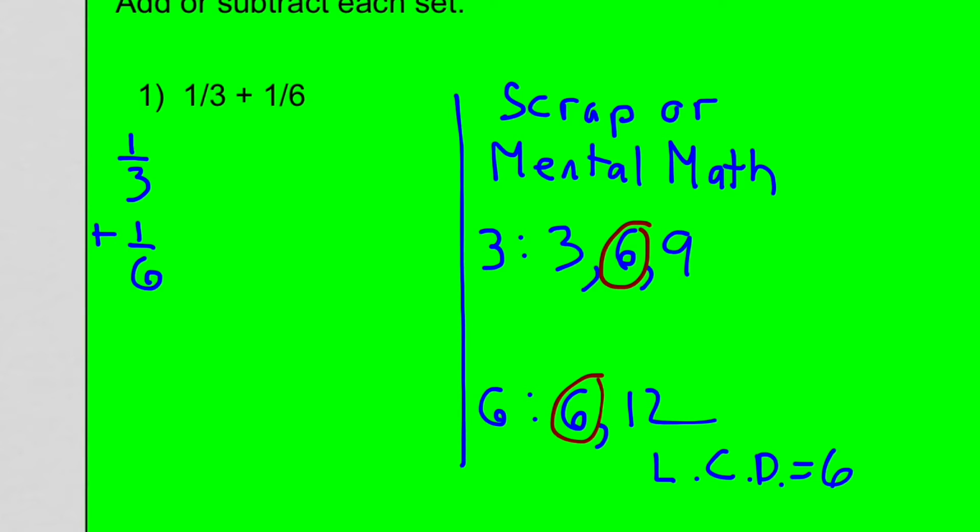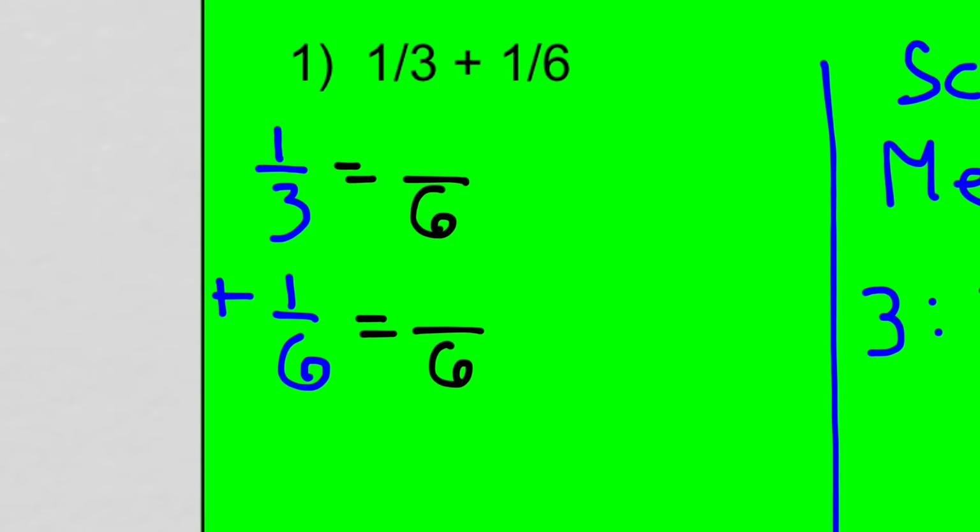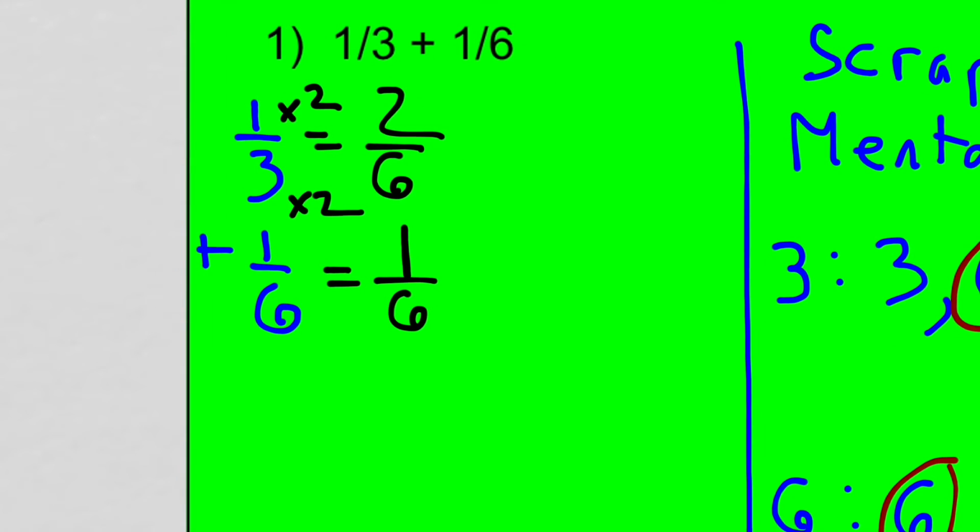Now we're going to take that lowest common denominator, 6, and write this beside each fraction. This is something I expect everyone to do. This is the work I want to see. I want to see these equivalent fractions. 3 times 2 is 6, and 1 times 2 is 2, for 2 over 6. 1 over 6 stays the same because it already has denominator 6. Now we're able to add up these equivalent fractions with the same denominator. 2 plus 1 is 3 over the common denominator of 6.